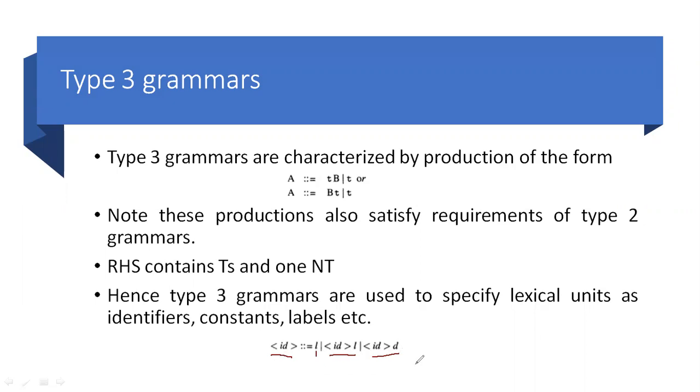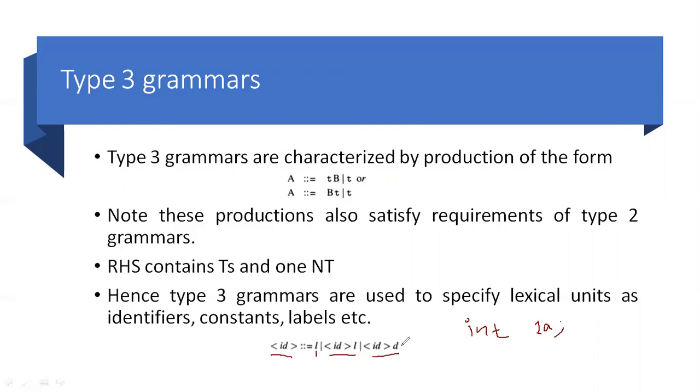Now see, identifier. Have you ever seen that int 1a? Is it possible? No. 1a is not possible, but a1 is possible. So each and every identifier does not start with a number, means starts with what? Letter. That's why ID gives letter first. Second, ID can give ID followed with letter.